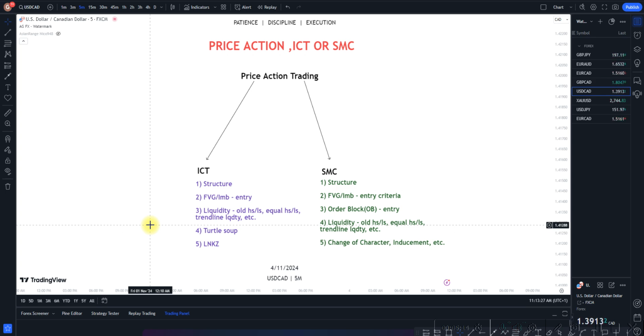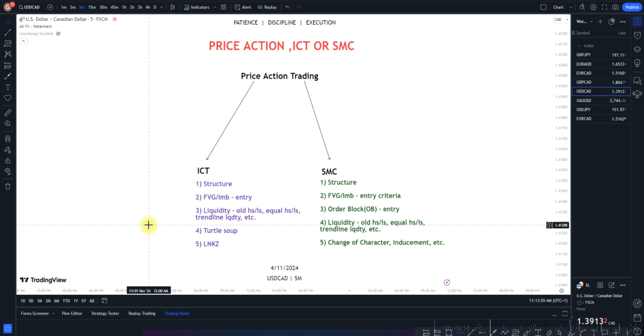Now, if you look at it, both of them use market structure, because that is the basics of price. If you want to understand price, you have to understand structure. Now, SMC also uses fair value gap and imbalance, just like ICT. But where ICT uses the fair value gap and imbalance as entry, Smart Money Concept traders use it as one of their entry criteria.